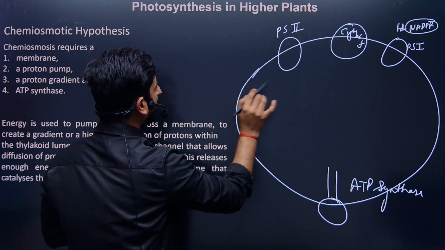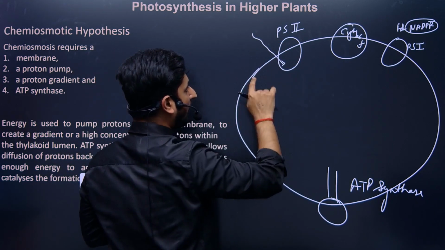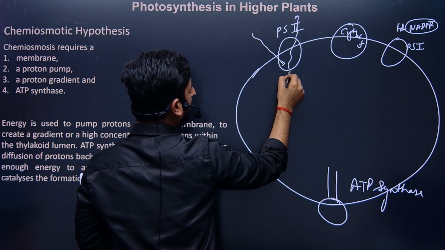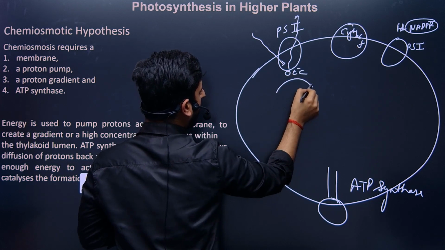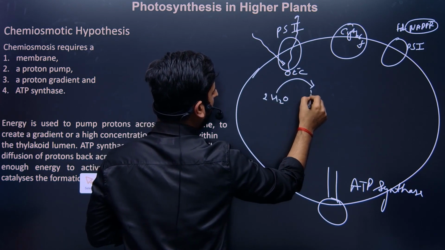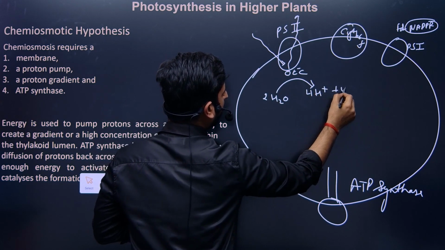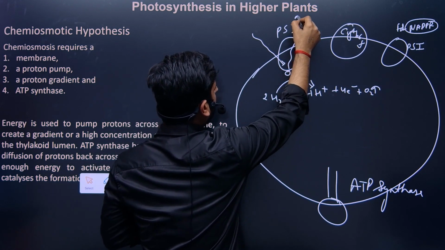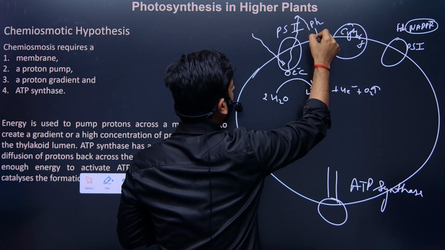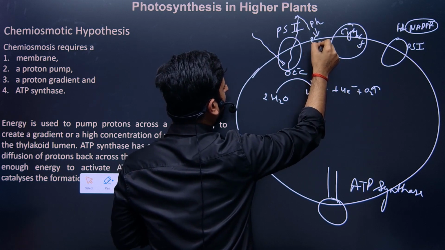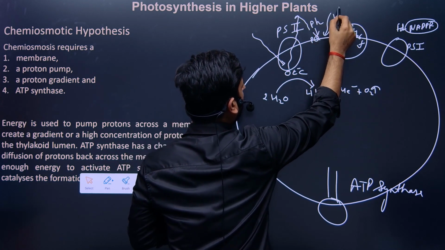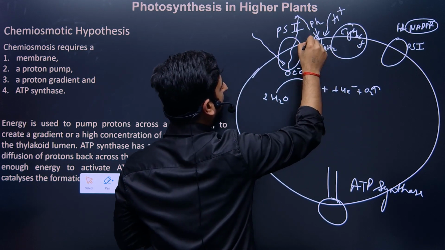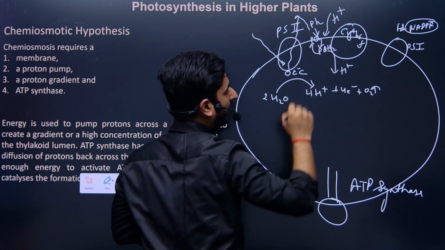So what is going to happen? First of all, light will fall at the reaction center of PS2. Electron will get excited and move to a higher energy state, and this vacancy will be fulfilled by the oxygen evolving complex by breaking down of water. So water will be broken down here, 4H plus, 4 electrons, plus O2. Oxygen will be evolved. Now this electron will move to pheophytin. After pheophytin, it will move to plastoquinone, which will take protons from the outside and convert into plastoquinol, but it will come back again into plastoquinone when it throws protons in here, right?